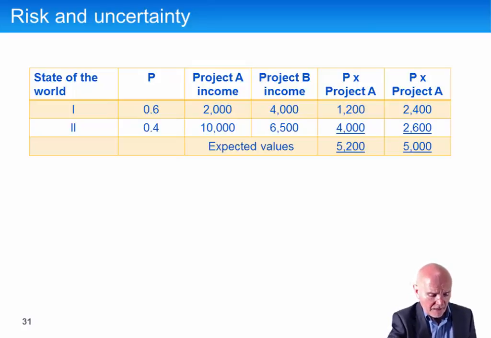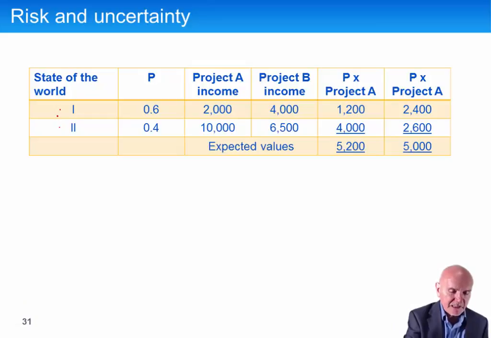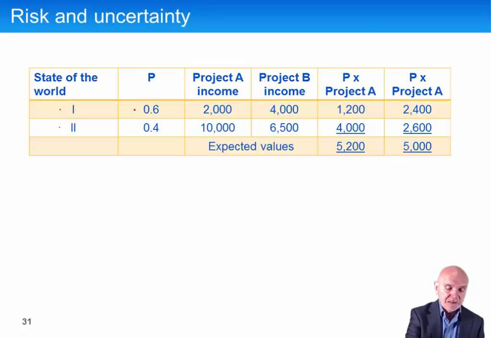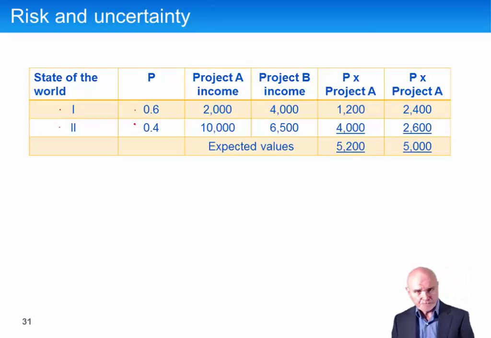So here, in the table which has been set out, we've got two states of the world. State of the world is a very general name for it; it could be economy 1, economy 2, it could be government 1, government 2, it could be the chance of war, the chance of not war, and so on. Just two states of the world. And we've put two probabilities on these, 0.6 and 0.4.